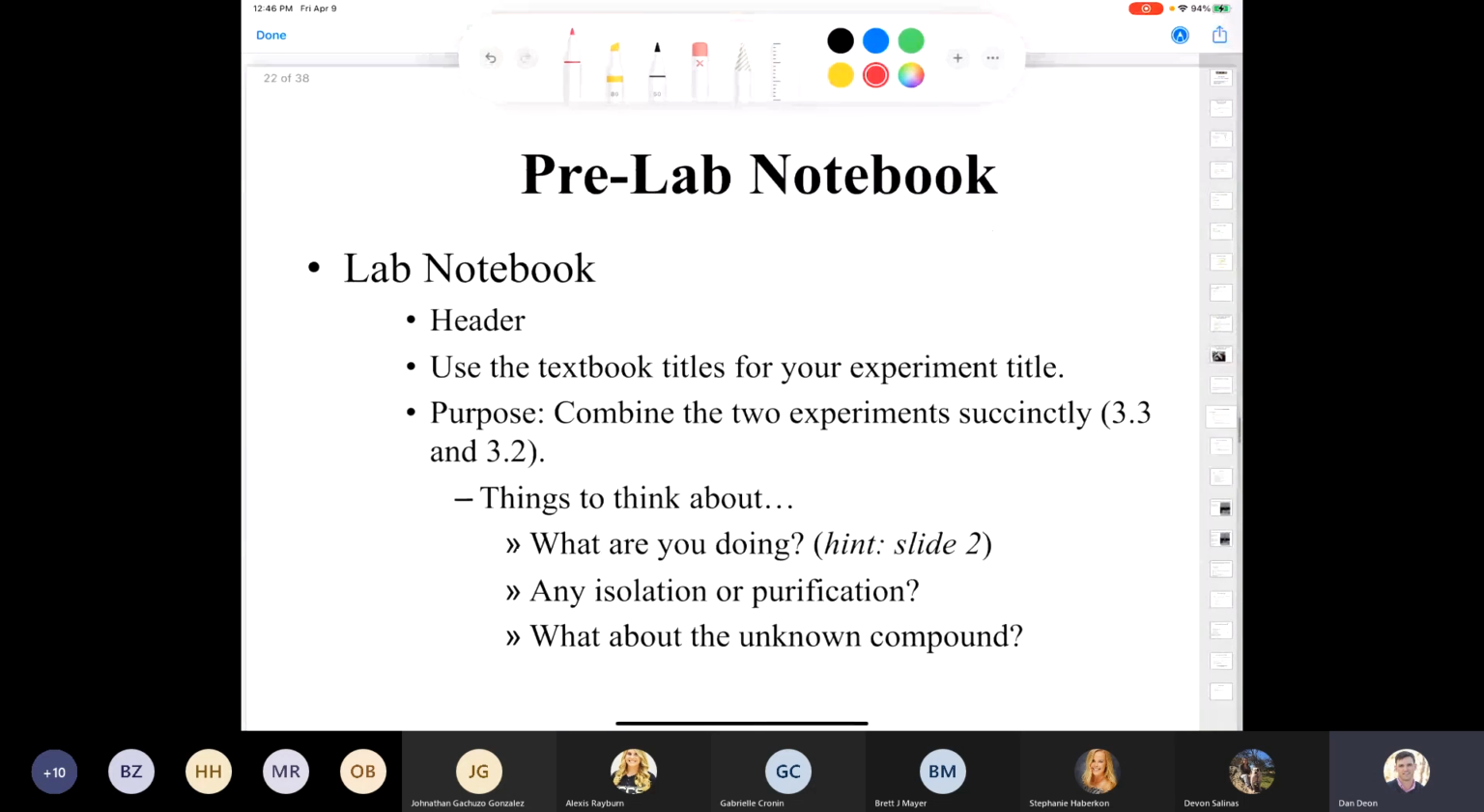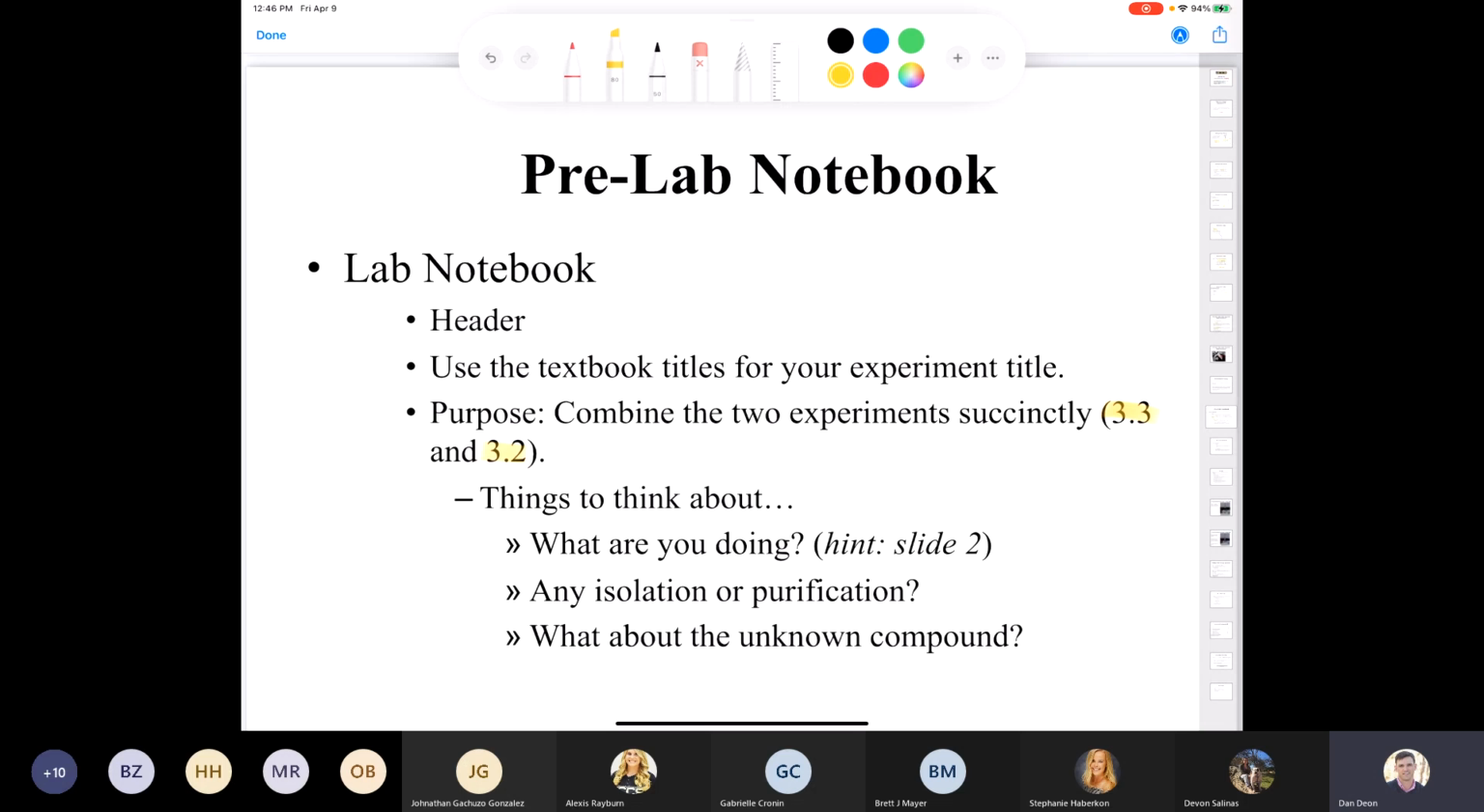So what do you need before you step into the lab? Next week or the week following, you need to have a header. Make sure you put the title of the experiment, put the complete title on the first page. An abridged or an abbreviated title is acceptable after the first page. For the purpose, make sure you include both parts, 3.2, which is the wet part of the lab, and 3.3, which is the dry part of the lab.